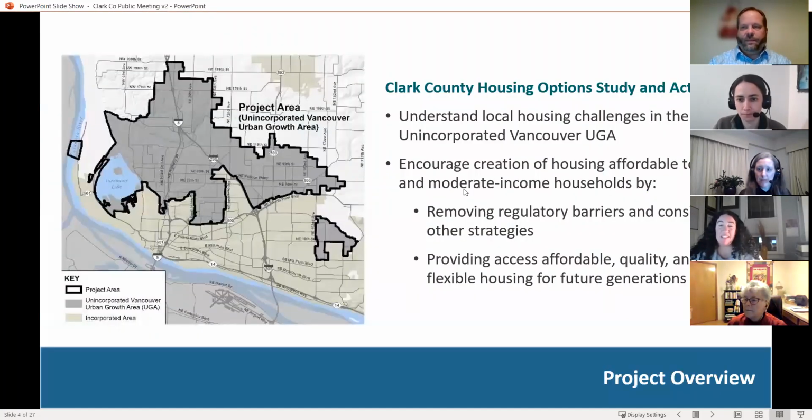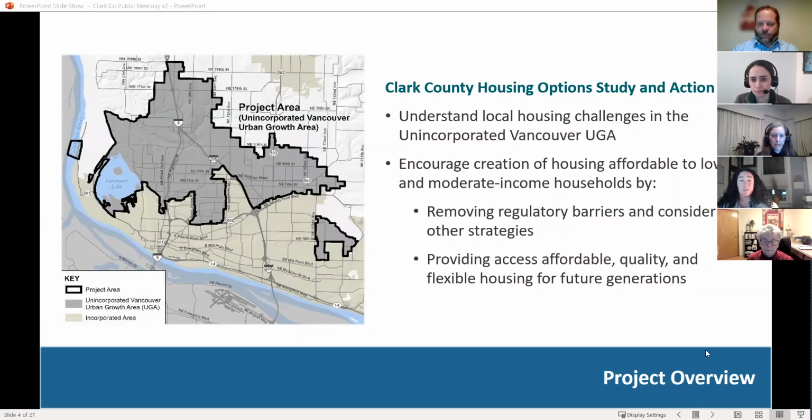Good evening, everyone, and thank you for joining us tonight. My name is Jackie Camp, and I'm a program manager with Clark County Community Planning, and I'd like to provide you a brief overview of the project. The purpose of the Housing Option Study and Action Plan is to understand our local housing challenges and identify opportunities to encourage the creation of additional housing types that are affordable to a variety of households. And this is within the unincorporated Vancouver urban growth area of the jurisdiction of the county. This could be done through the removal of regulatory barriers and/or implementation of other strategies.